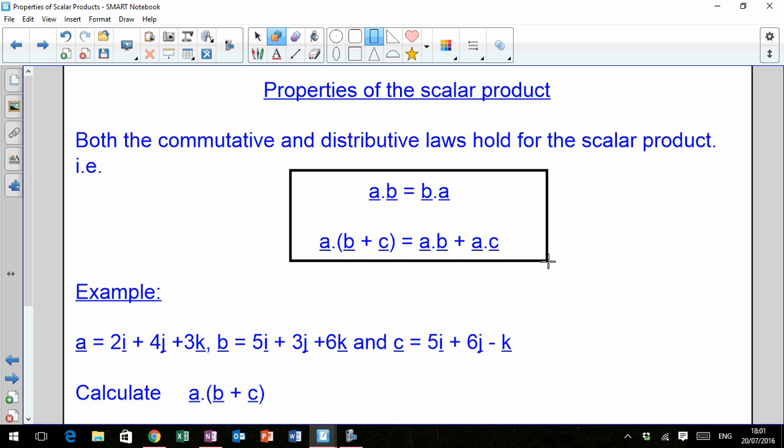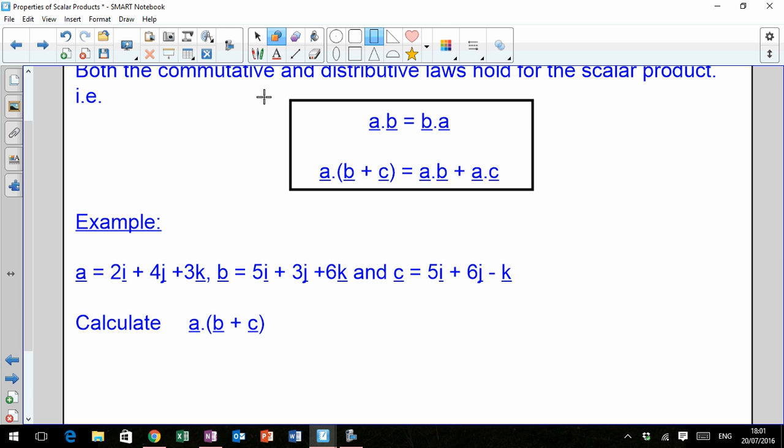Firstly, it doesn't matter what order you multiply or do your scalar products in. And secondly, the brackets work exactly the same way with scalar products as they do with normal algebra. Okay, and again, teachers should show you the proofs behind that. They're definitely two you should see.